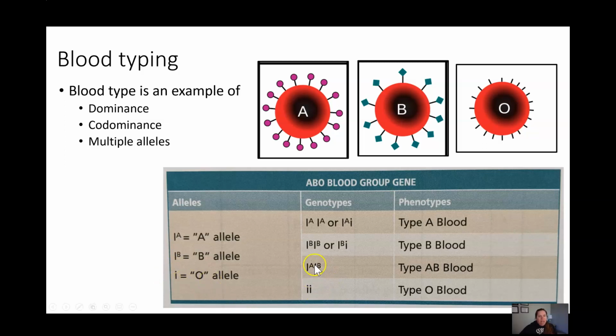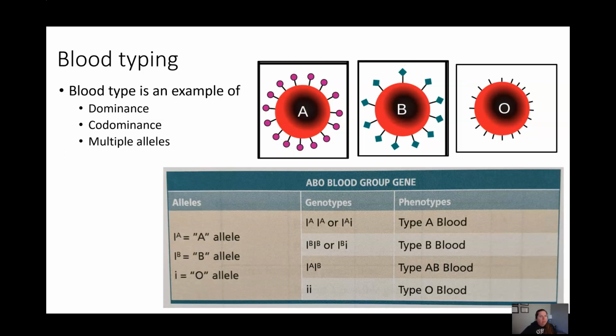If I get IA from mom and IB from dad, I will have a blood type that has both of these alleles expressed. In other words, I'll have red blood cells that have both these pink circles and these blue square diamond things on the outside of my red blood cells. So I will have type AB blood.